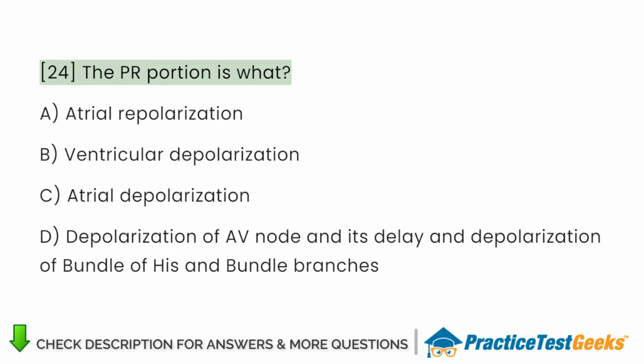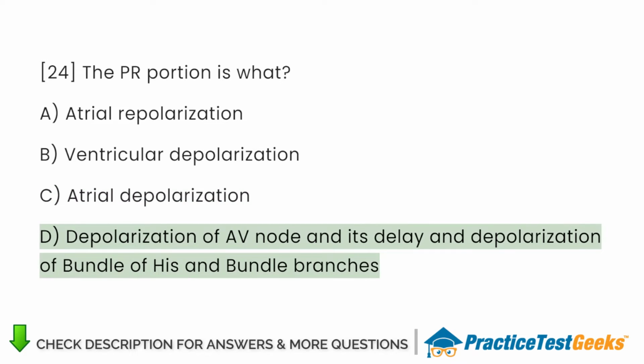The PR portion is what? A. Atrial repolarization. B. Ventricular depolarization. C. Atrial depolarization. D. Depolarization of AV node and its delay and depolarization of bundle of His and bundle branches.